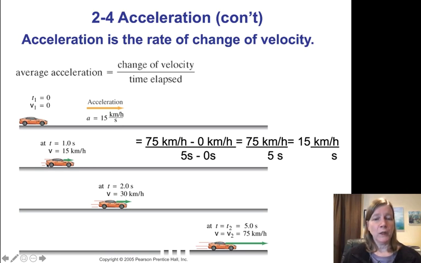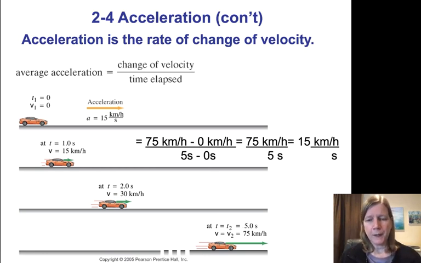So that means after 1 second, t equals 1 second, we've gone from 0 velocity, and we've accelerated up to 15 kilometers per hour. As we change our velocity by 15 kilometers per hour, that's the velocity every second. That's the time elapsed. So with this constant acceleration, after 1 second, we're going 15 kilometers per hour. After 2 seconds, we've increased our velocity by another 15 kilometers per hour. We're up to 30 kilometers per hour. And after 5 seconds, we're up to 75 kilometers per hour. You could just keep adding 15 kilometers per hour until you've done so 5 times to get to that value.